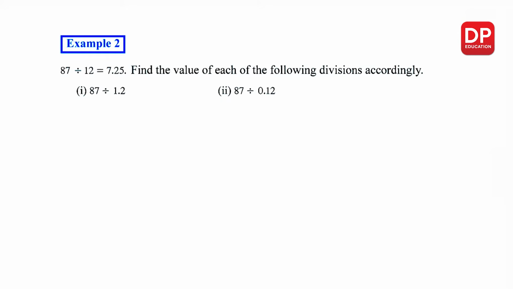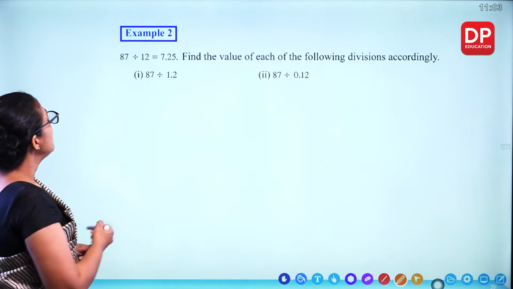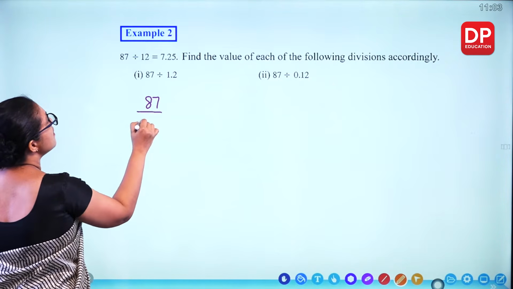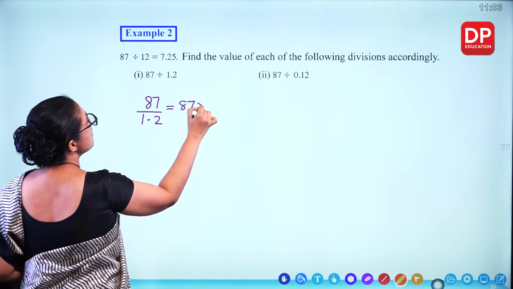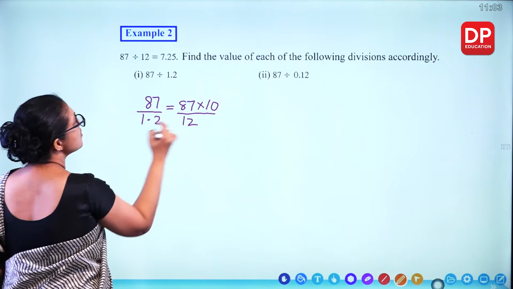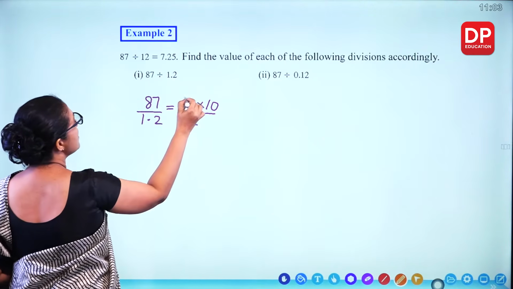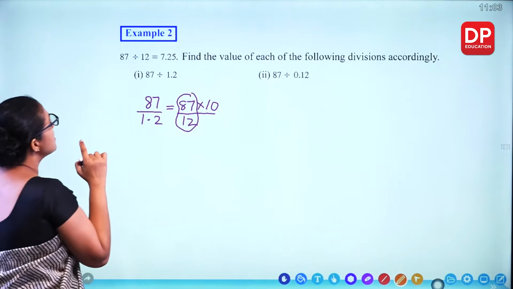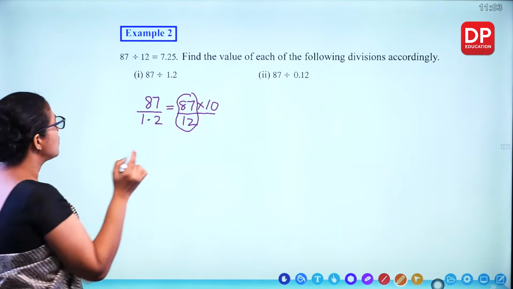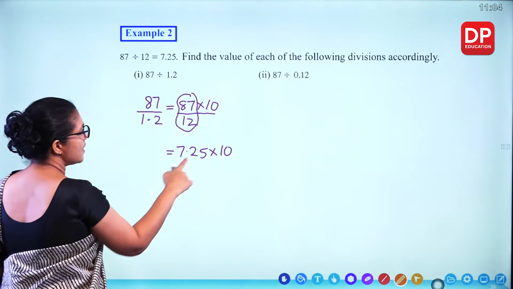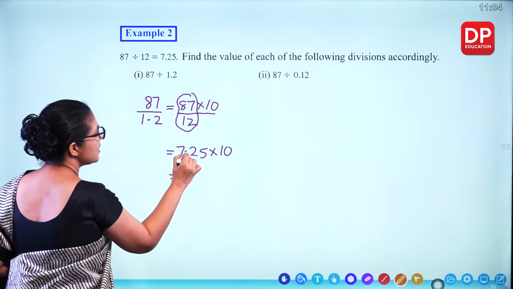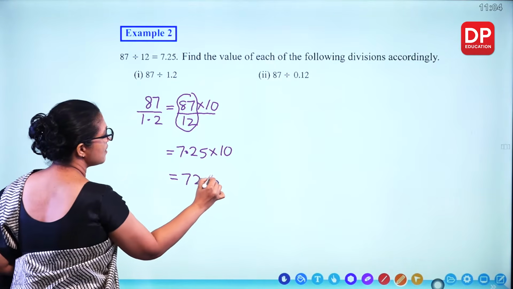Example number 2. 87 divided by 12 is 7.25. Find the value of each of the following divisions accordingly. 87 divided by 1.2. We'll multiply by 10. 87 multiplied by 10 divided by 12. Now we know 87 divided by 12 is 7.25. So 7.25 multiplied by 10. Move the decimal point one place to the right, you get 72.5.